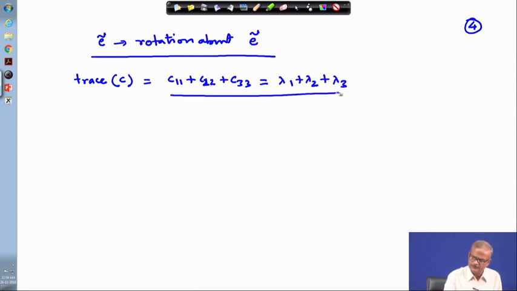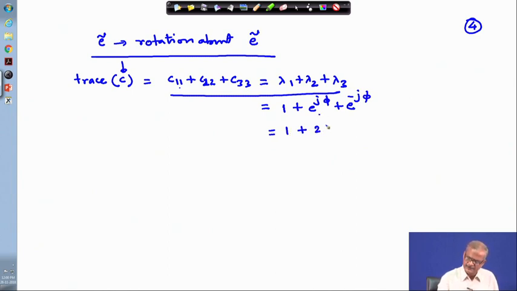This is the property of the trace of a matrix, where in this case C is the rotation matrix, and C 11, C 22, C 33 are the diagonal elements, and lambda 1, lambda 2, lambda 3 are the eigenvalues. Okay. So, therefore, lambda 1 is equal to 1, and the other two are e to the power j phi and e to the power minus j phi, where phi is the rotation angle. So, this can be written as 1 plus 2 cos phi, since we know that this quantity will be equal to cos phi.